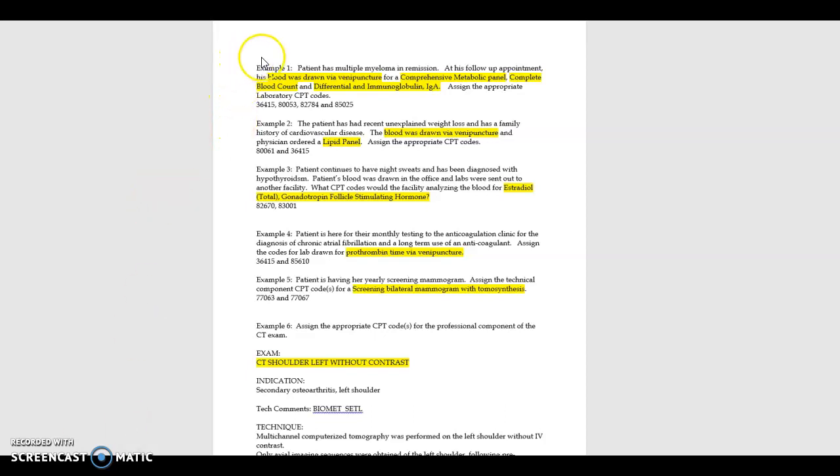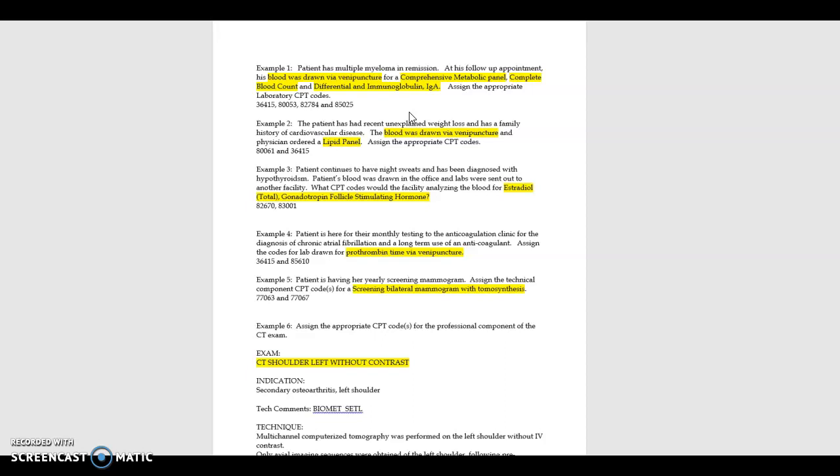We are going to go through the answers as well as the key terms and what to look up in the index. Remember, when we are trying to locate a code, we're going to go to our index first and then check in our tabular.